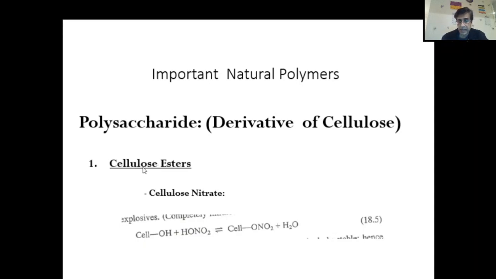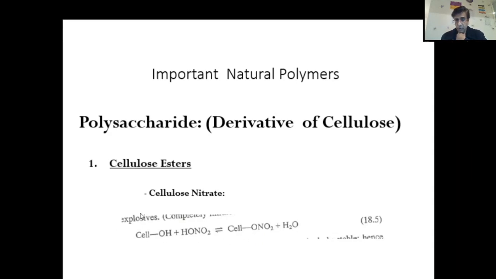So the first product, cellulose ester, is cellulose nitrate. How do you do this reaction? You put nitric acid. The HO of the nitric acid will take the H from here, make water, and NO2 will attach here. Basically this will become NO3. So that is called cellulose nitrate.